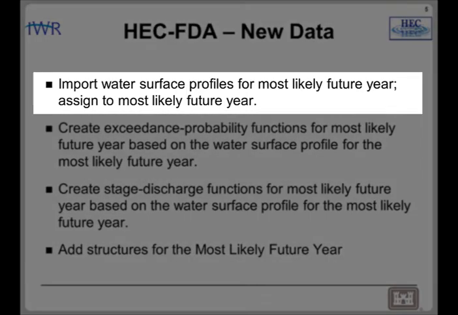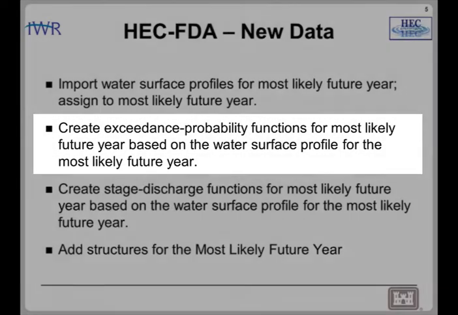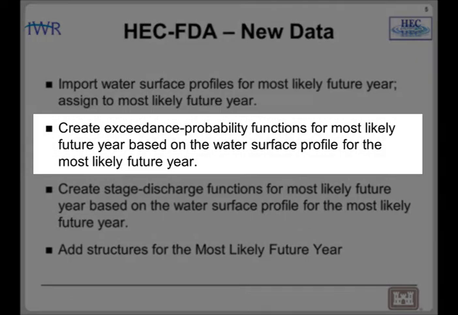You will import the water surface profiles for the most likely future year, and make sure that you select the most likely future year when you assign your water surface profile so you don't overwrite the base year. Once you import your 8 water surface profiles, you need to create the exceedance probability functions. When you generate the exceedance probability functions, make sure that you are generating it from the proper water surface profile and for the correct future year. Otherwise, you can overwrite the base data.